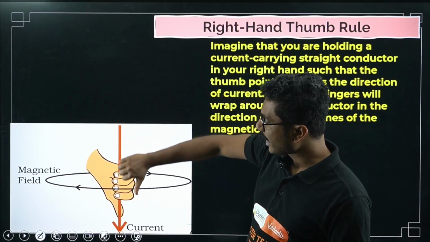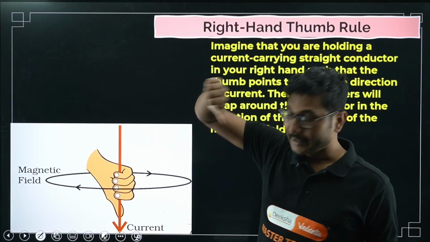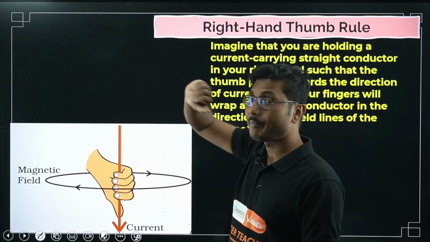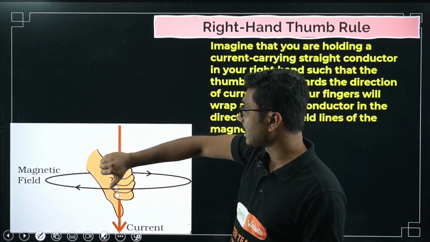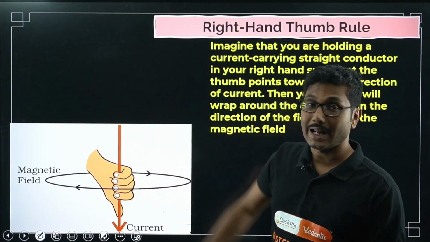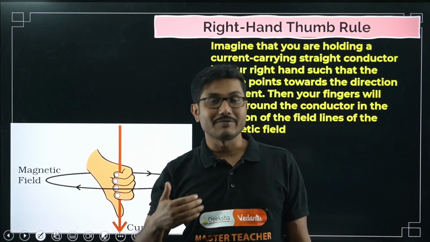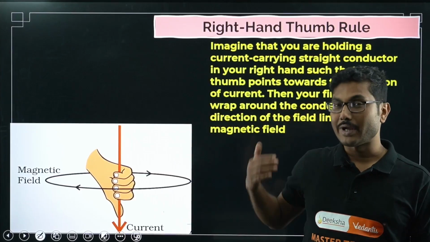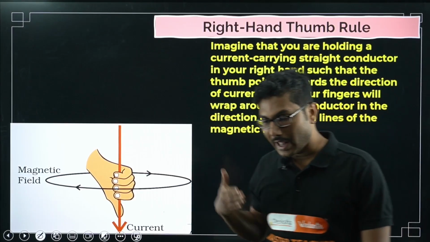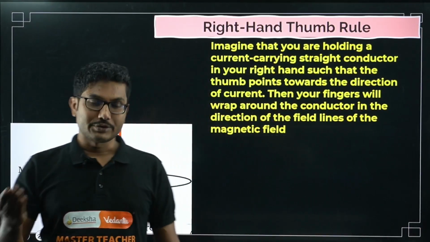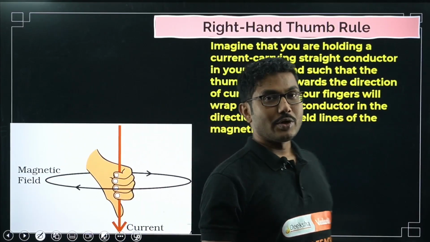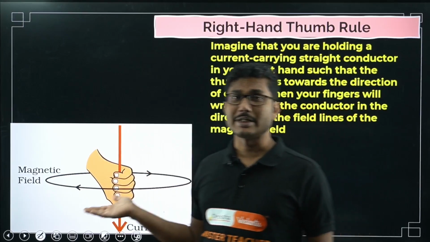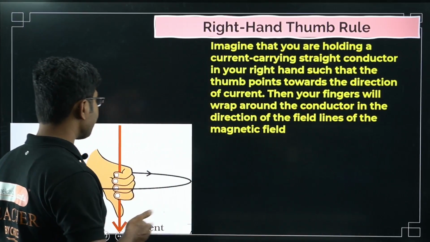So point your thumb in the direction of current, and then wrap your fingers around the conductor, then your fingers will point in the direction of the magnetic field. It's very useful, not only in the class 10th exam where you have to write this rule, but also as you move forward, if you study science in class 12th, this is a very important law to remember, because based on this law there will be some conceptual questions.